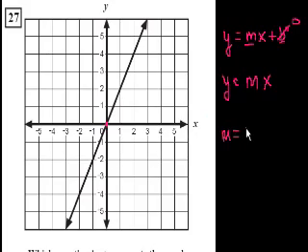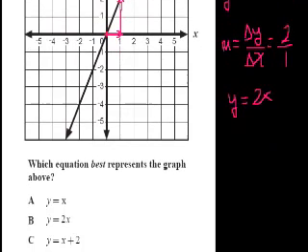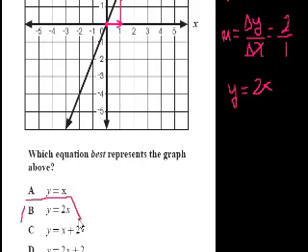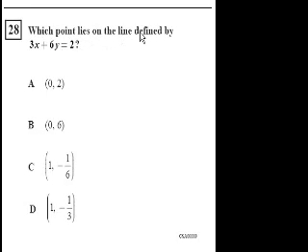Slope is equal to change in y for a given change in x, or change in y over change in x. When we increase x by 1, how much do we increase or decrease y by? Well, y increases by 2, right? So y changes by plus 2 when x changes by plus 1. So the slope is equal to 2, and the equation of this line is y is equal to 2x, which is choice B.